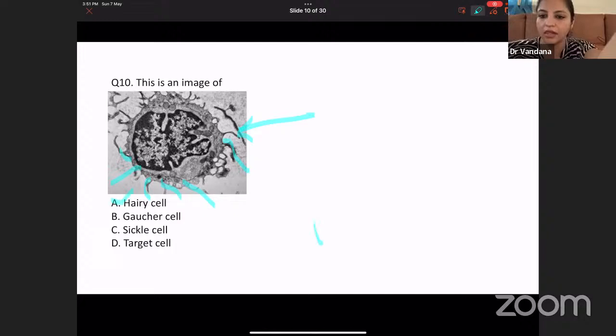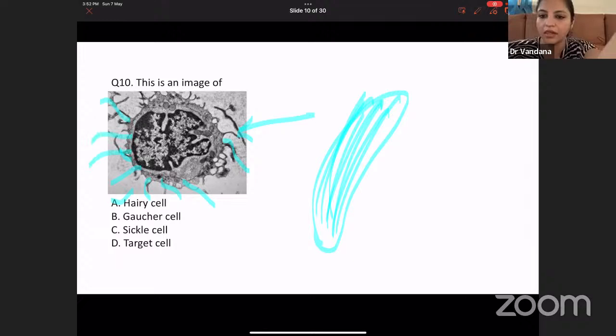Gaucher cells will not be like that. Gaucher cells will be something like this, with a lot of membranes inside, so it will not be like this. Definitely this image is of your hairy cell. I had posted the Gaucher image on my YouTube channel, in the short INICET revision session. If you know that this is a hairy projection, this is definitely hairy cells, guys. Let's go to the next.